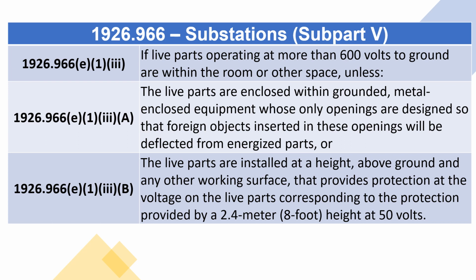1926.966(e)(1)(iii)(A) through (e)(1)(iii)(B), the live parts are enclosed within grounded, metal-enclosed equipment whose only openings are designed so that foreign objects inserted in these openings will be deflected from energized parts, or the live parts are installed at a height, above ground and any other working surface, that provides protection at the voltage on the live parts corresponding to the protection provided by a 2.4 meter (8 foot) height at 50 volts.